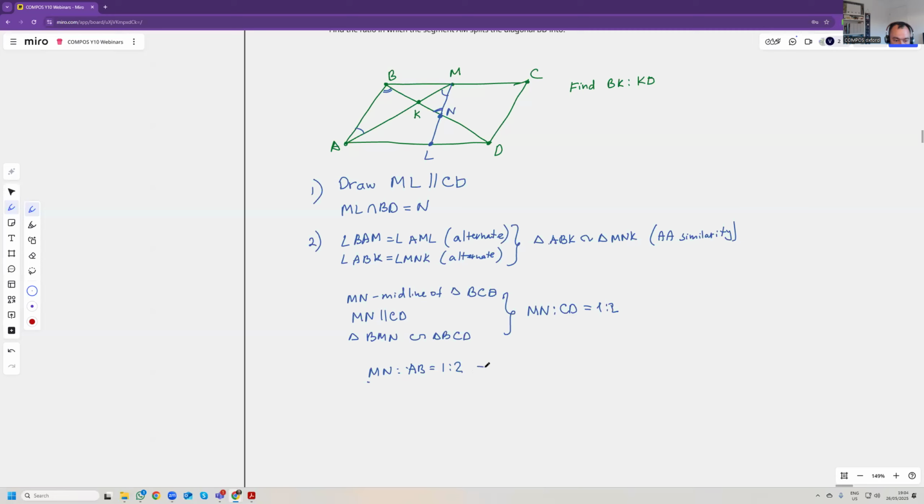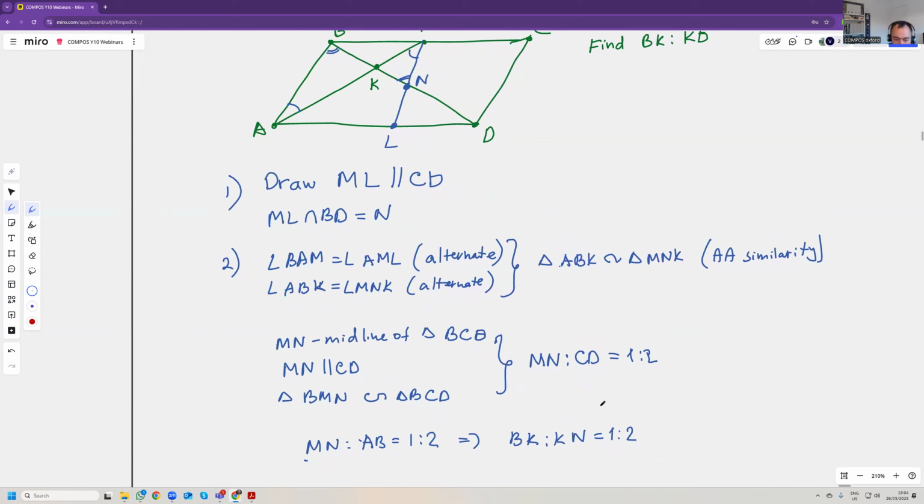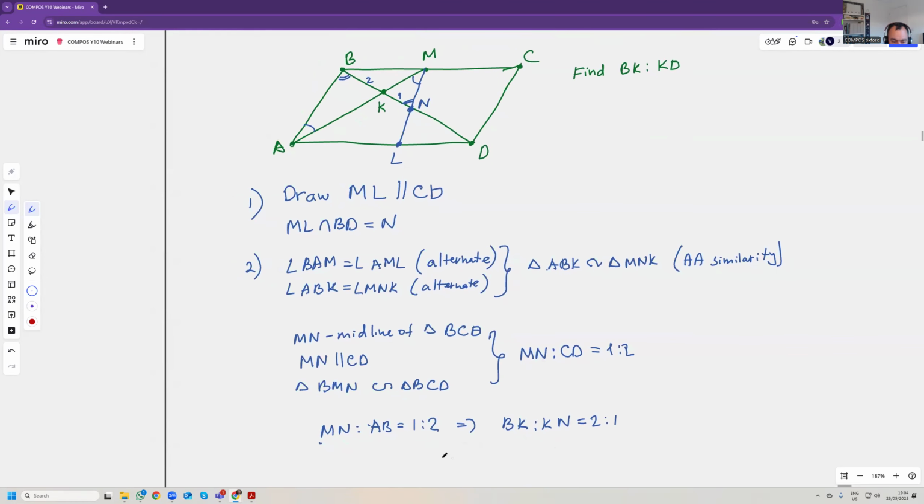And hence, BK to KN is 1 to 2 as well. No, sorry, 2 to 1. So this is 2 and this is 1. Now, but BN is equal to ND. This comes from the properties of the parallelogram.